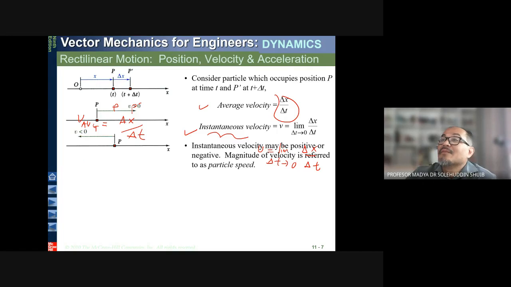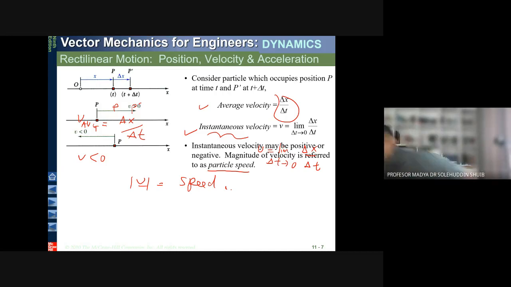So to the left over here, velocity less than 0, and then to the right over here, which is velocity greater than 0, so this is positive. Okay, and the magnitude of velocity is referred to, okay, as speed. Okay, what is the speed, for example? So magnitude of velocity is a particle speed. Okay, all right.